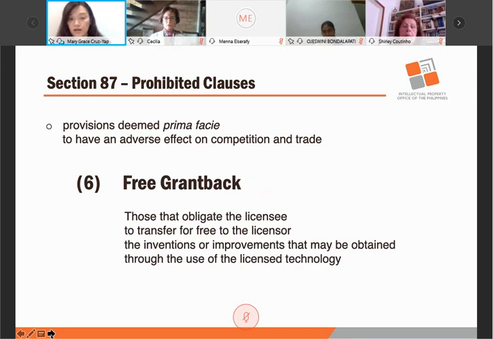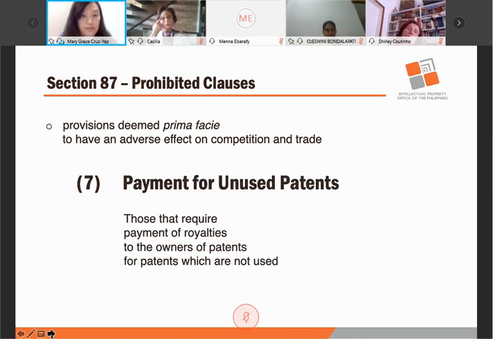Free grant back. Free grant backs are those that obligate the licensee to transfer for free to the licensor the inventions or improvements. The keyword here is free. If there is valuable consideration, then the clause may be permitted in the agreement. What is prohibited is a free grant back. Payment for unused patents is also prohibited.